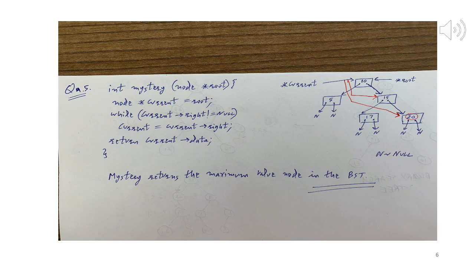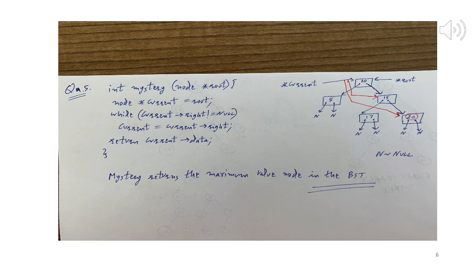So let's look at this function, int mystery. It's going to return an integer, definitely. Node star root. So probably it will be called with a pointer to the root of a binary tree, right? Node star current is root. So now current is also a pointer to the root node.